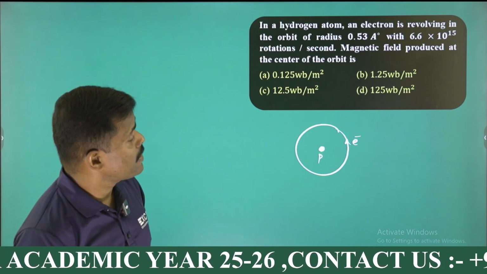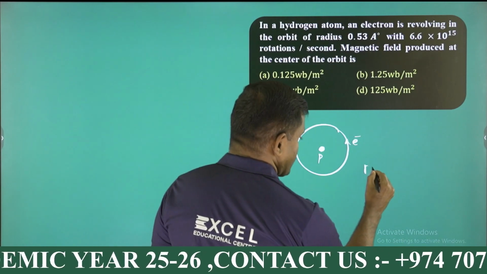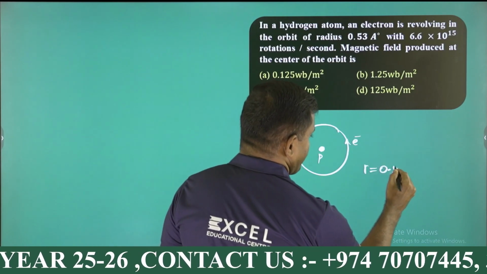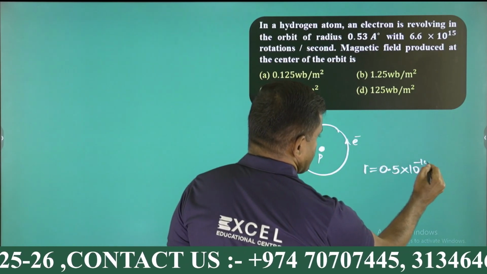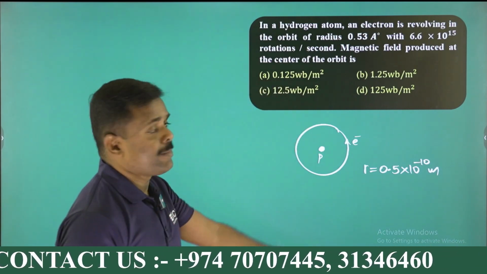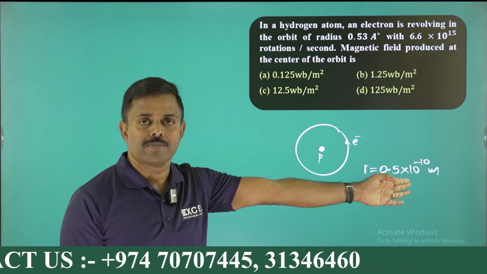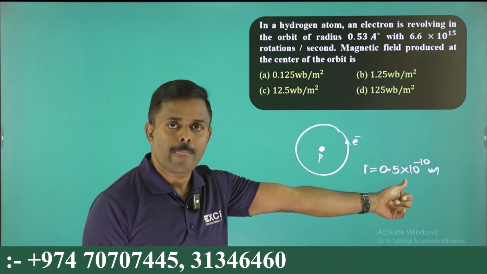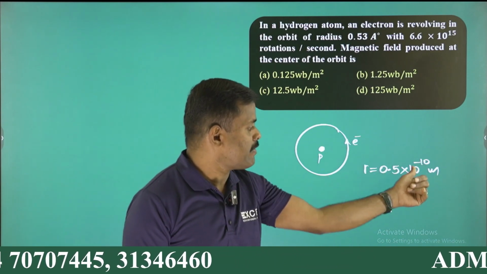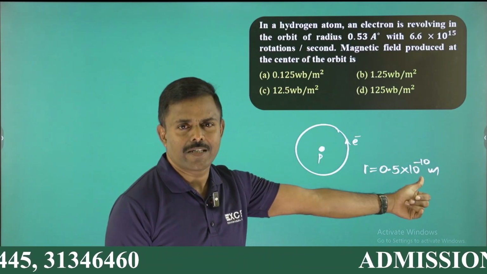What all things are given? Radius is given. Radius is 0.53 angstrom. But for simplicity, I'm taking it as 0.5 angstrom. Don't worry about that small number. Just look at the power. It is so large, you know. So it doesn't matter much.